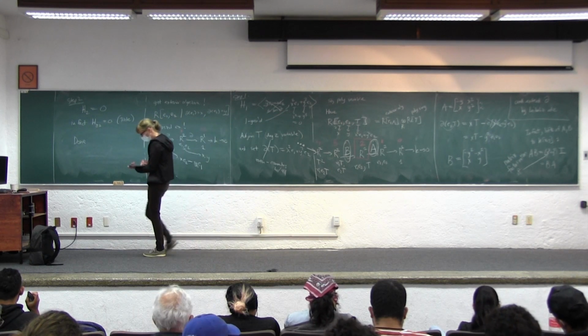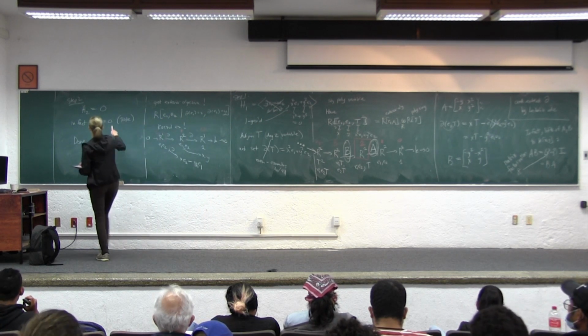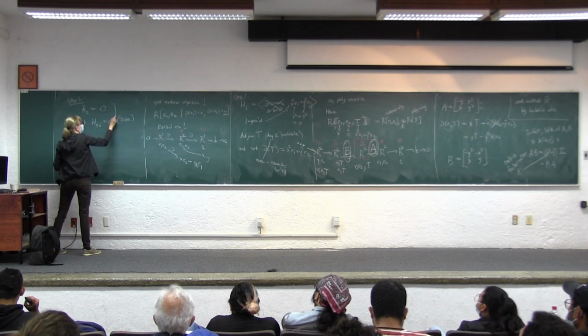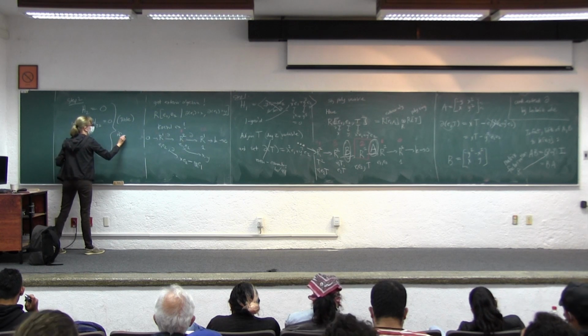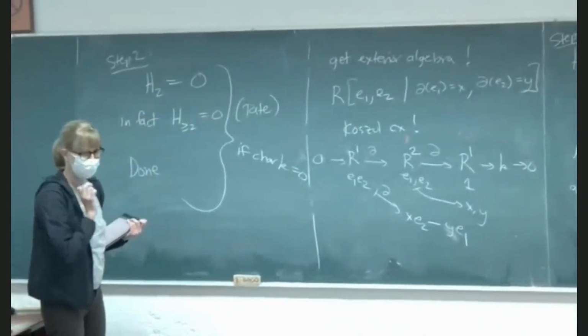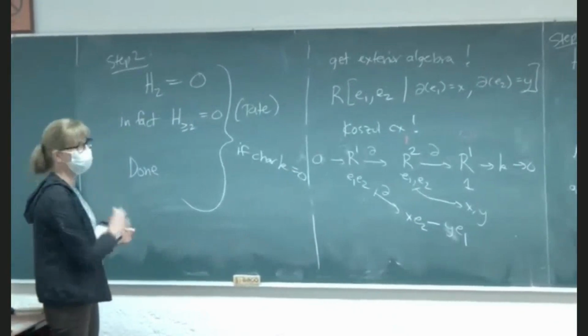But what else do I want to do right now? Oh, so I lied. This is not correct, unless you're in characteristic 0. So if the characteristic of K is 0, you're done. If it's not 0, this doesn't work.